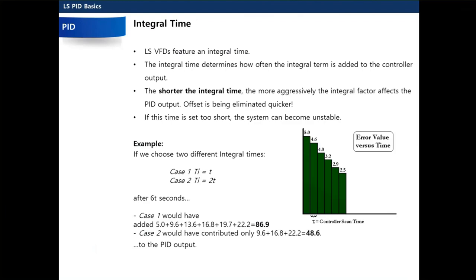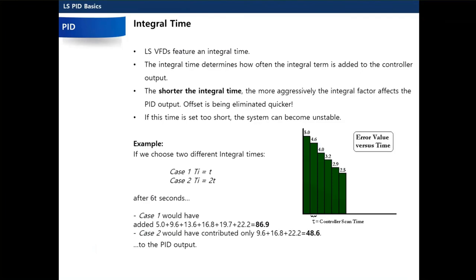A lot of people are like, oh, I'm going to put that at 0 or 0.1 or whatever the minimum is. But if you set it too short, it's like setting your gain too high, and your system can become unstable. When you have unstable, you have hunting, where you're going up, you're going down, and your speed's kind of all over the place. You don't want that. You want a nice, smooth, and stable operation. This one, again, you want to turn it down just a little bit at a time.